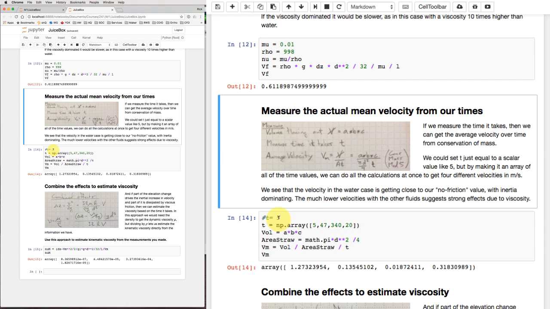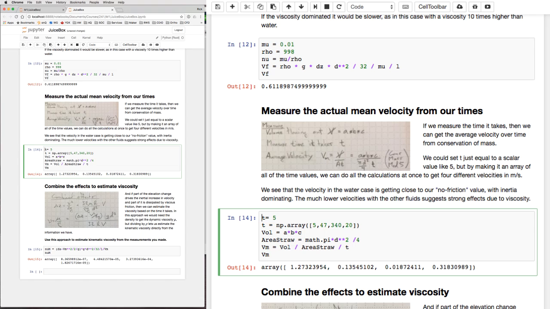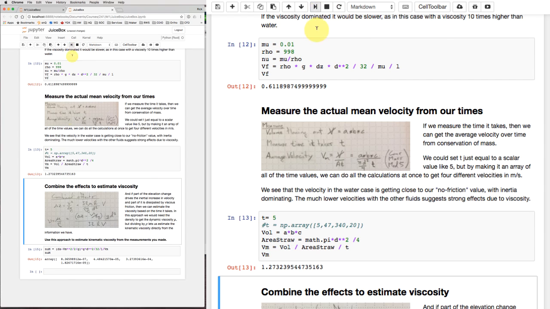So let's go down here, and let's start off by setting t just equal to 5. So if the time was 5 seconds, and the volume was A times B times C, and the area of the straw is pi d squared over 4, then we can get the velocity as the volume that's flowing per unit time divided by the area of the straw. And let's run our code here. So I get 1.273 meters per second. Let's call it 1.3 meters per second.